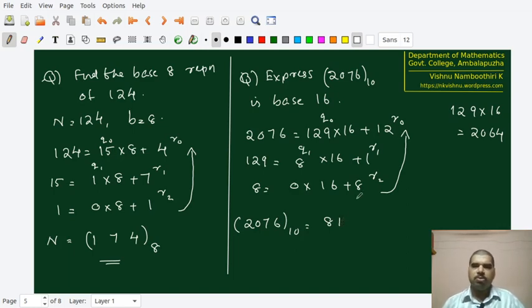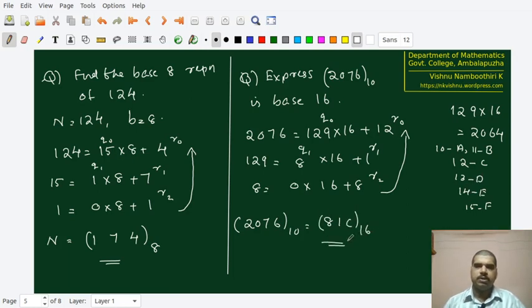There is one important thing to remember, that 12 we cannot write as 8112 because it will be read as 8112 in base 16. That is not correct. So instead of 12 we use a symbol. Remember that the symbols that we use are: 10 is A, 11 is B, 12 is C, 13 is D, 14 is E, and 15 is F. So 81C to the base 16. This is the conversion.